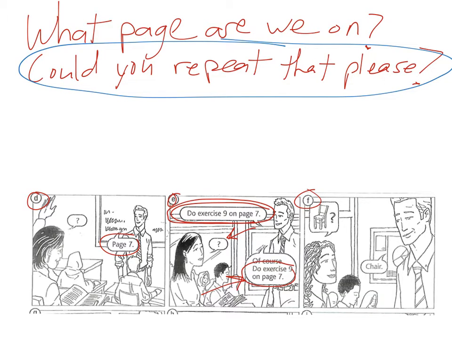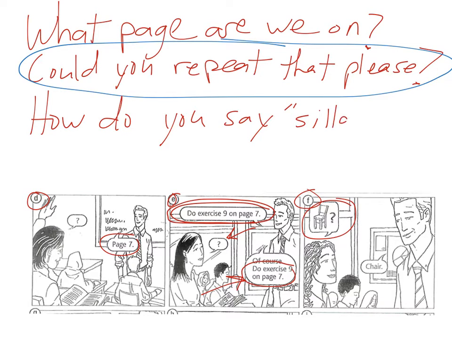Maybe she's thinking of this object in Spanish, la silla, or in French, chaise. I think it's la chaise. And she wants to know how to say it in English. How do you say, let's say it's Spanish. In Spanish, you'd say silla. How do you say silla in English? How do you say silla in English? There, you're getting it.